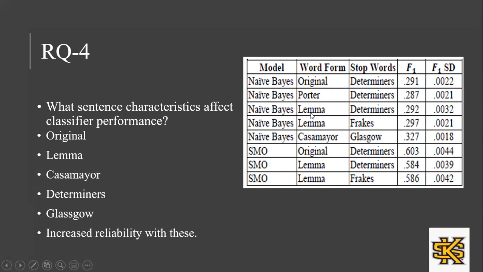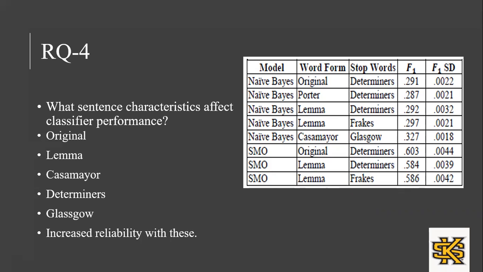Here, original is the original word as it is in the sentence. Lemma, as discussed, is the root word. Porter is a stem of the word produced by the Porter stemming algorithm. Casimir represents the pre-processing steps. Pre-processing steps are a part of writing classifiers where we extract some information for a machine learning algorithm. The determiners a, and, the are stop words. The Frakes set contains 400 words and Glasgow contains 319 words.